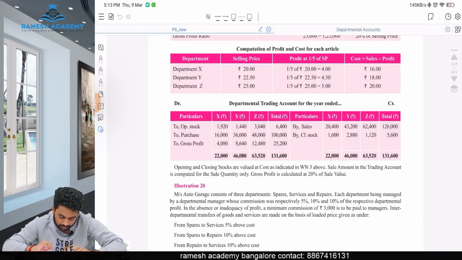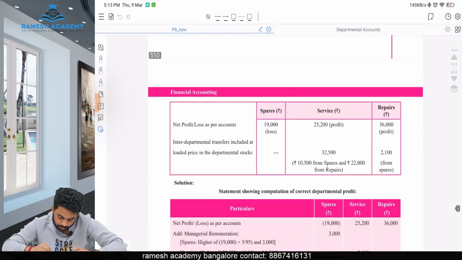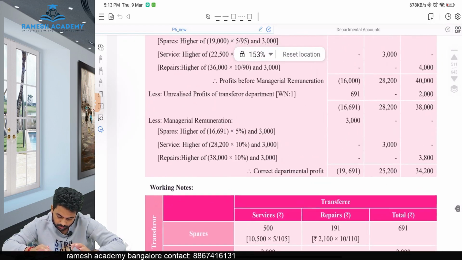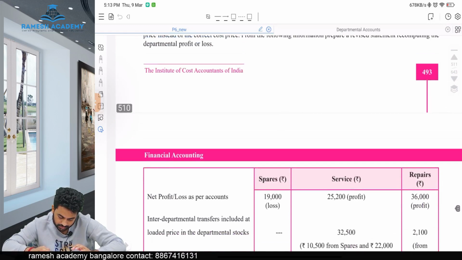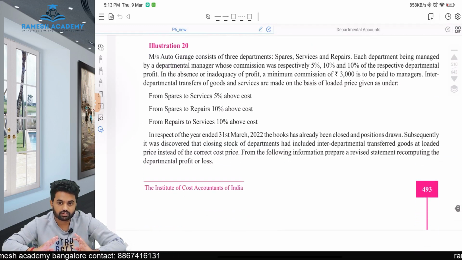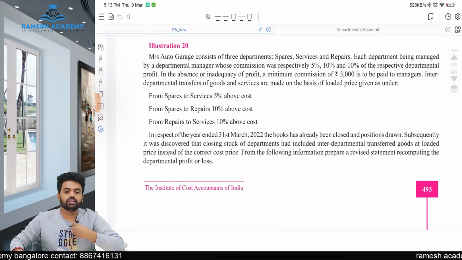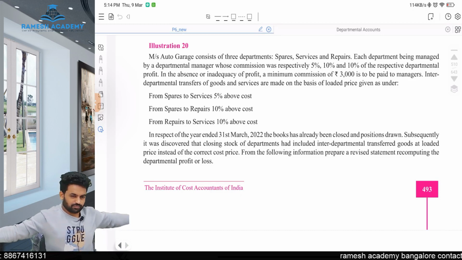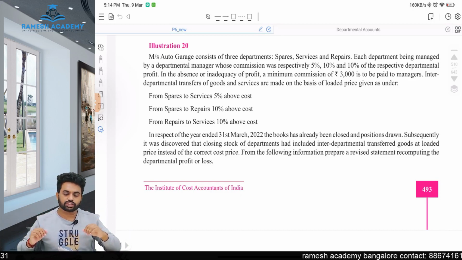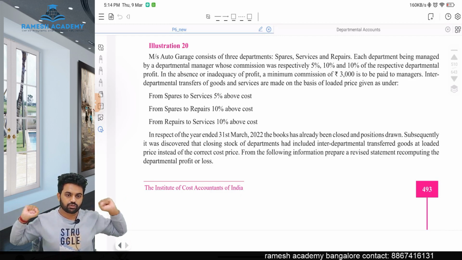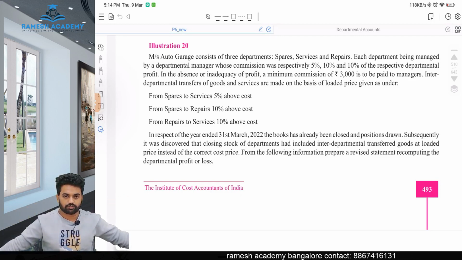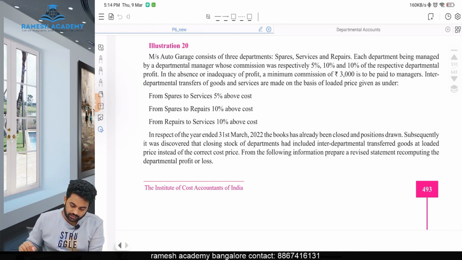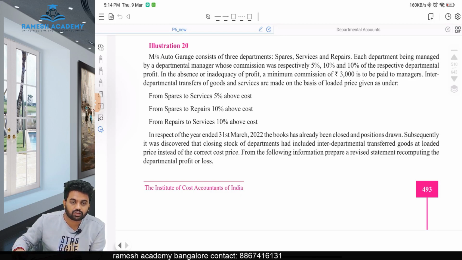Fine. Hope you people understood so far. There is one more question, about managerial remuneration. We'll see that too, so that we can wind up departmental accounts with this particular sum. Later there are certain exercise questions of branch and department, that also we can look at, and we can wind up this particular chapter. Okay, fine. Shall we see illustration 20?